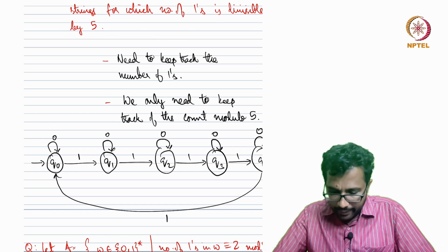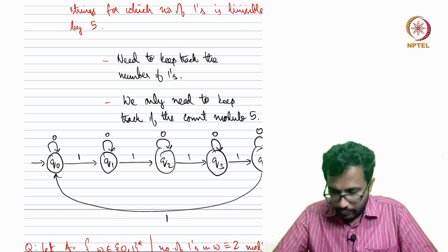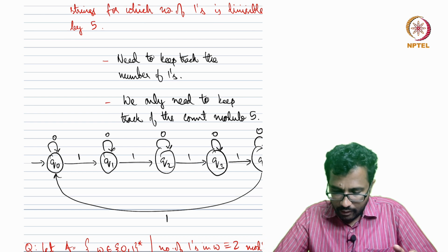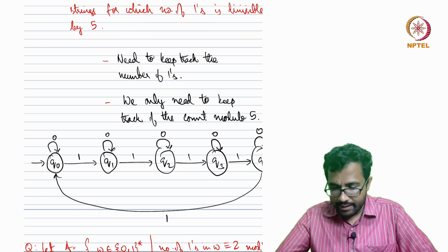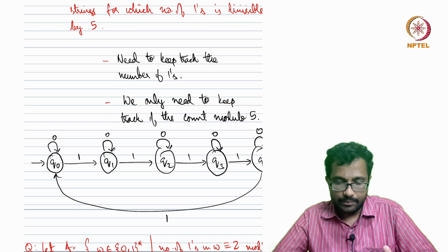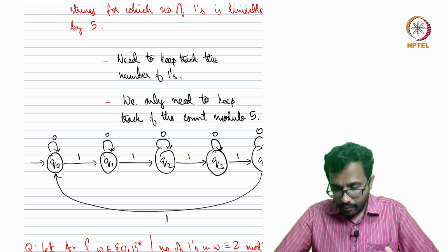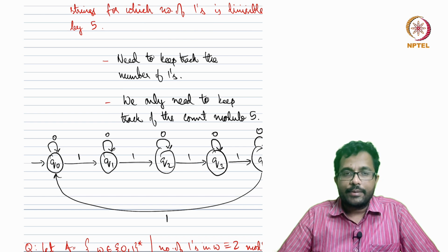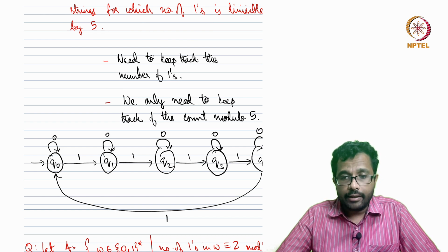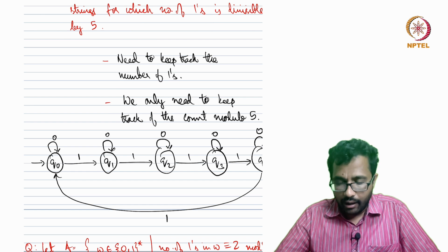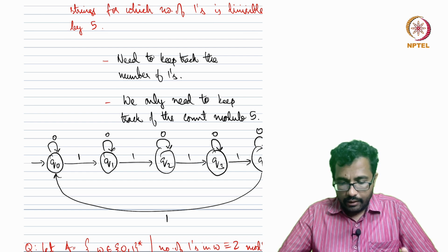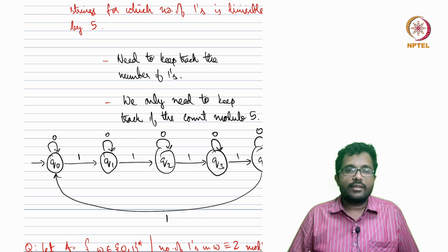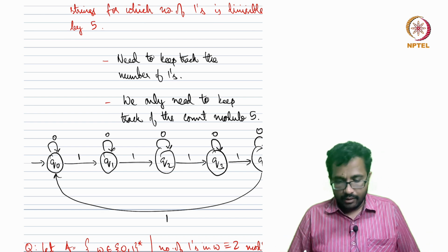So now I have 5 states, and for each state I have 2 outgoing arrows. The thing that is missing is which strings are accepted. As the picture is currently, no string is accepted. The strings that have to be accepted are those in which the number of ones is divisible by 5, or is a multiple of 5.